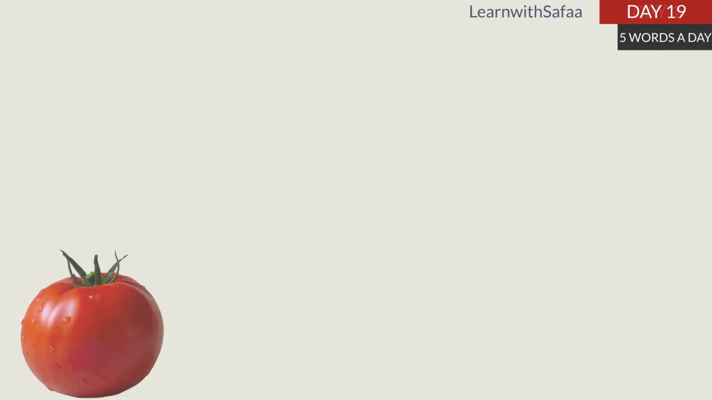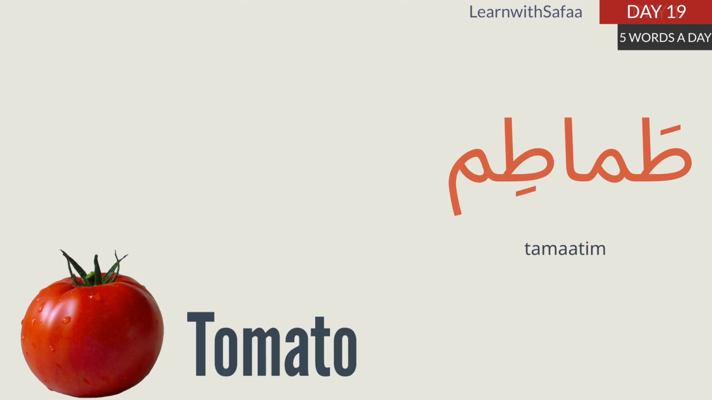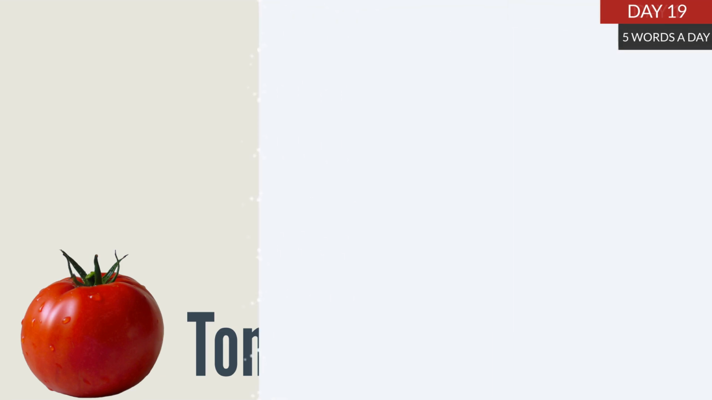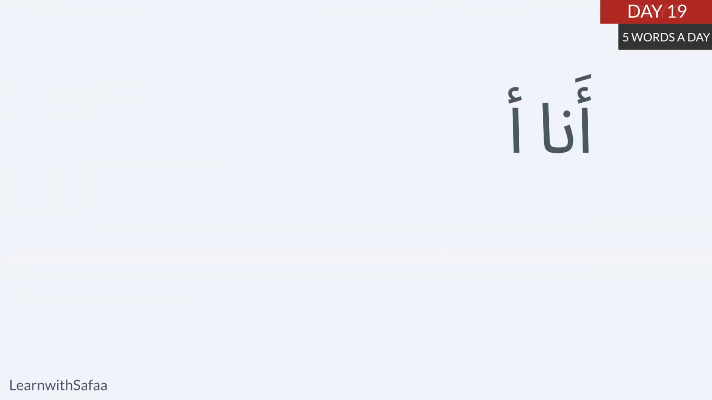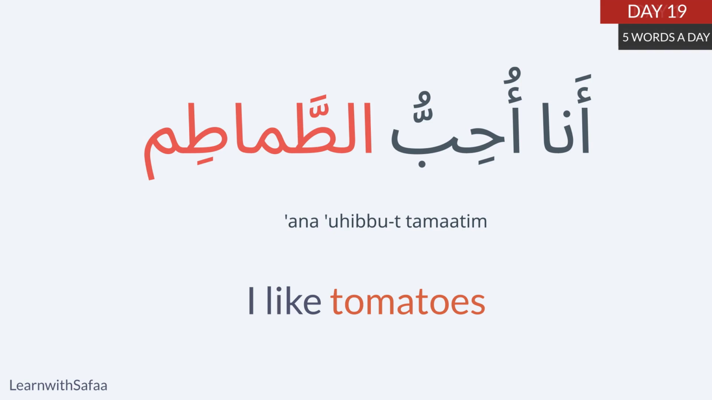The next one, طماطم. Tomato. Let's repeat. طماطم. Tomato. Let's see an example. أنا أحب الطماطم. I like tomatoes.